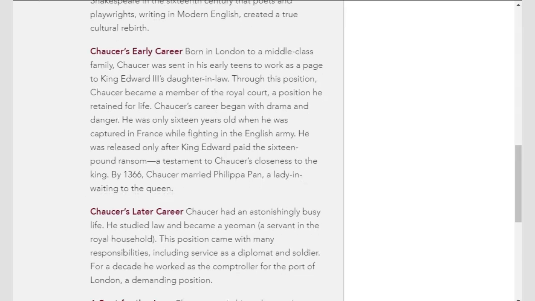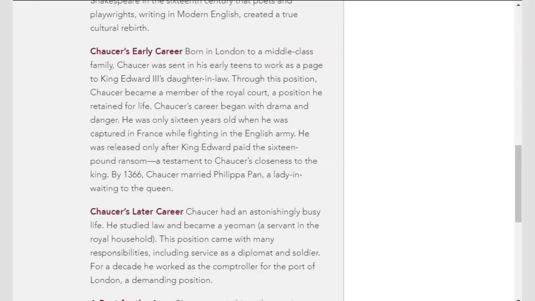Chaucer's early career. Born in London to a middle-class family, Chaucer was sent in his early teens to work as a page to King Edward III's daughter-in-law. Through this position, Chaucer became a member of the royal court, a position he retained for life.